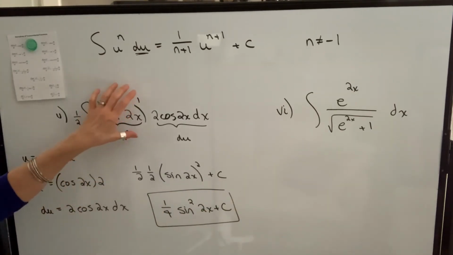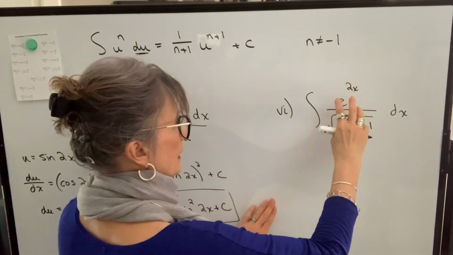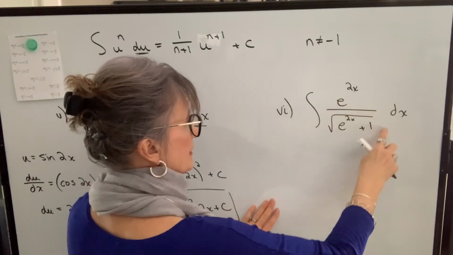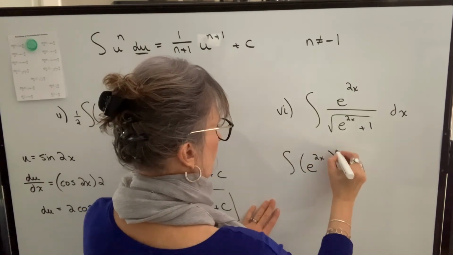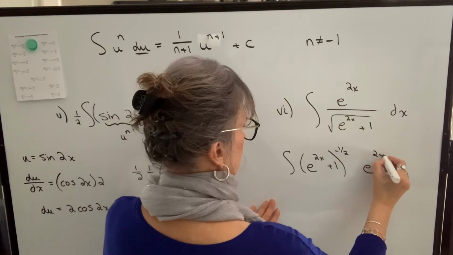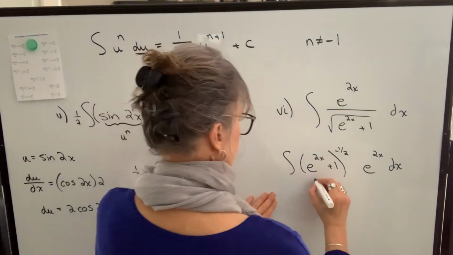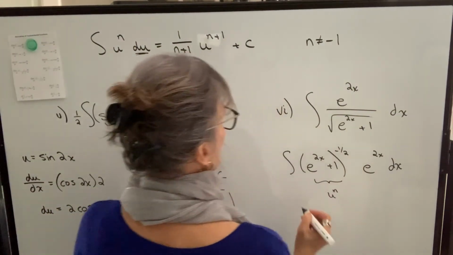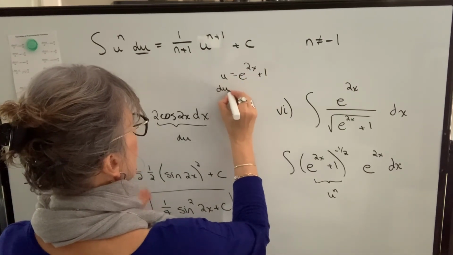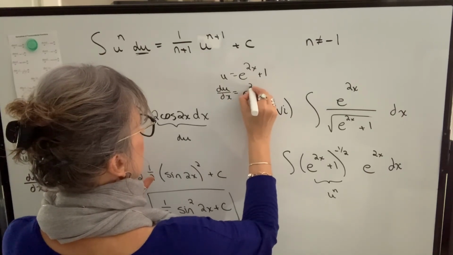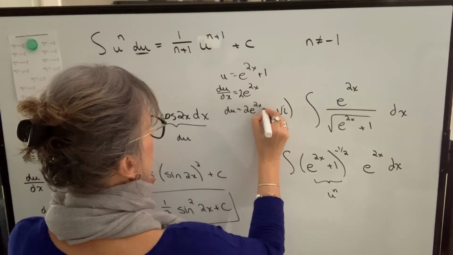So sometimes the power is not going to be obvious because the power is a 1. Next example, we don't use e to the 2x as our power. What we're going to use is this, but we're going to bring it out of the denominator. So it will become e to the 2x plus 1, again to the power of -1/2. And let's define our u. This is our u to the n. So u is e to the 2x plus 1. The derivative of that is e to the 2x times 2. So the differential is 2e to the 2x dx.